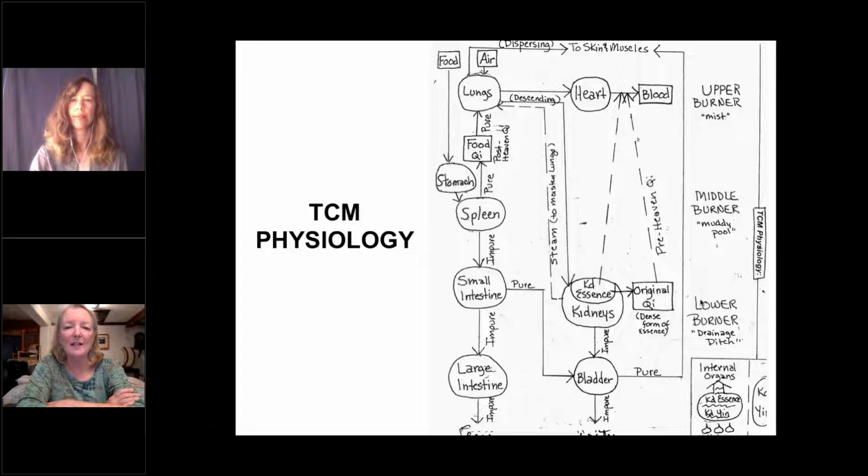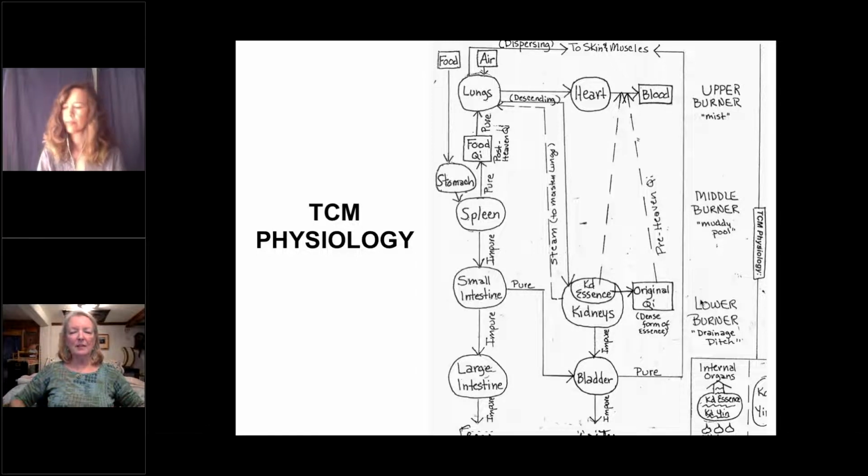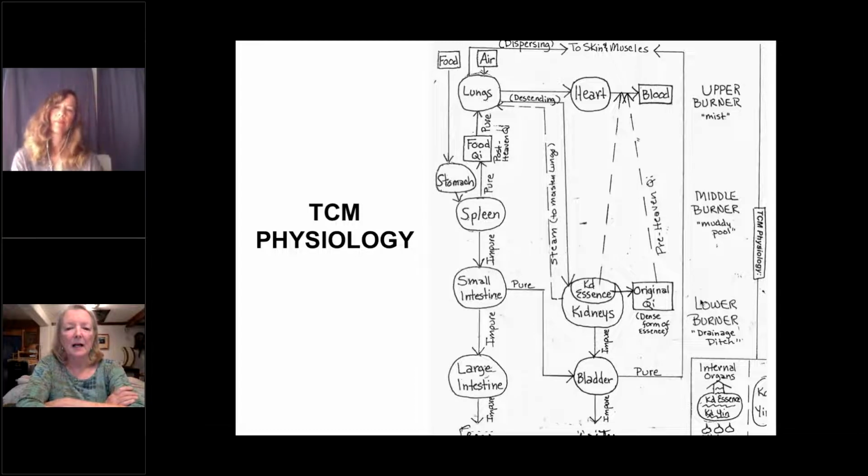This is how the organs interact with each other in the body. You've got the upper part of the body, called the upper burner or upper warmer, which includes the heart and the lungs. You've got the middle burner, the middle part of the body, which is the spleen and stomach. Sometimes the liver's put there, but a lot of times the liver's put in the lower part of the body. And then you have the lower part, from basically the navel on down. So you have the intestines, kidneys, bladder, uterus, reproductive organs in general. So that's the lower part of the body.